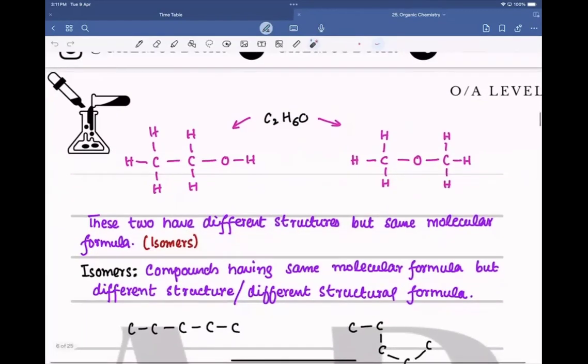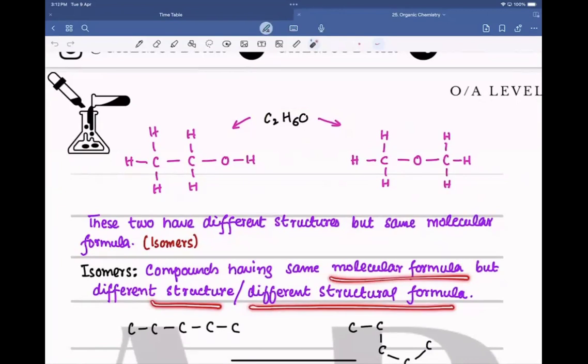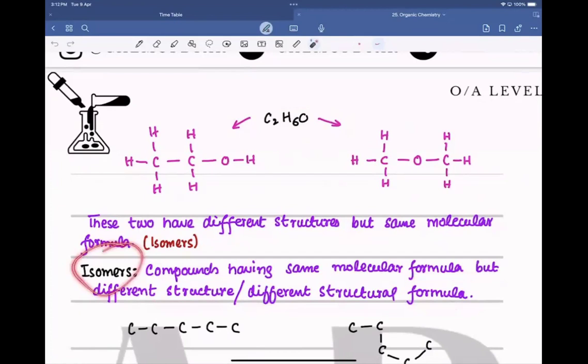So remember, isomers are the compounds which have the same molecular formula but different structure, and different structure means they have a different structural formula, and when we go for the displayed formula as well, we will find their displayed formula is different as well. So these kind of compounds are called isomers.